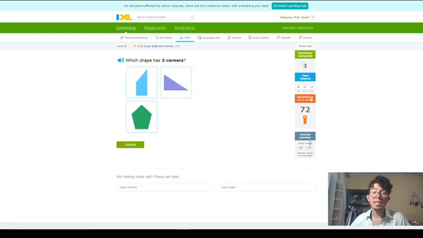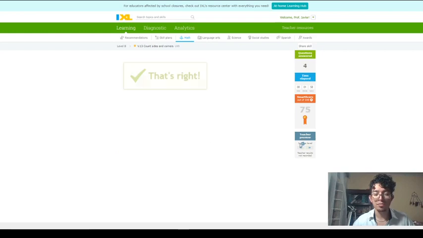Now comes corners. Ahora vienen las esquinas. Which shape has 3 corners? ¿Qué figura tiene 3 esquinas? Let's count the corners. Contemos las esquinas. The points where 2 lines connect. Los puntos en donde 2 líneas se tocan. Okay? Let's count. This one has 1, 2, 3, 4, and 5 corners or vertex. This one has 1, 2, 3, 4 corners or vertices. And this one has 1, 2, 3 corners. So the one with 3 corners will be this one.